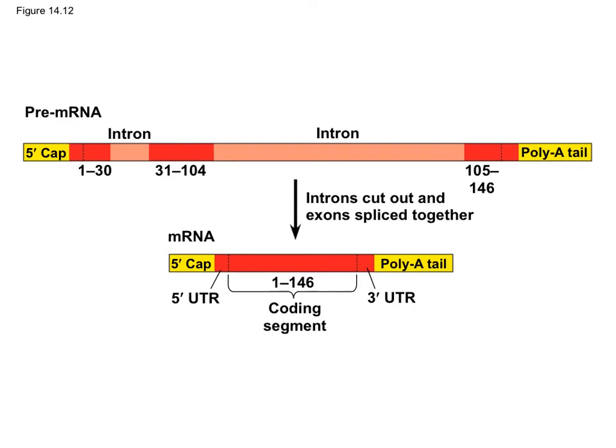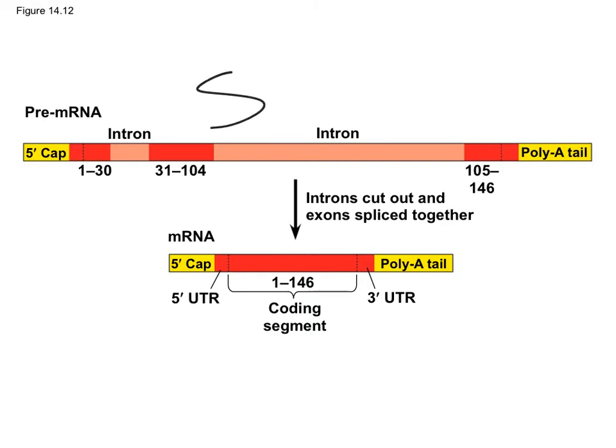So then after I'm done transcribing, I can go into splicing or any other sort of modification that I want to do. 5' caps and poly A tails are modifications. You don't need to know those for my test, but they could potentially be in the AP test. They should explain them and give you context, though. Splicing is the only one that we've talked about.